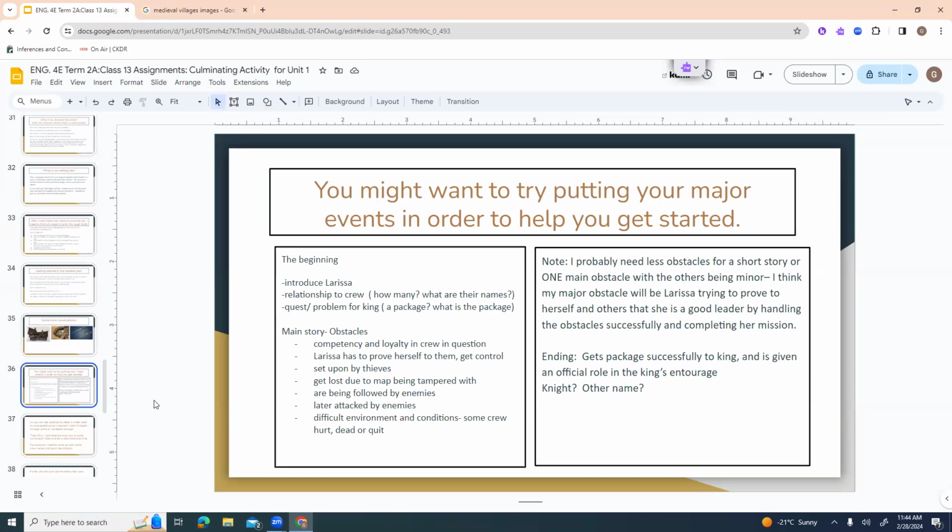Okay. Now, once I tried to start writing my rough draft, I realized, you know what? I'm still not ready. I think I need to take my brainstorming and put it in order. And the official word for that is called outlining. Okay. So, first of all, I thought about the beginning. In the beginning, somehow I need to introduce Larissa. I need to get across her relationship to the crew of people she's traveling with. And somehow I need to introduce the quest or the problem for the king.